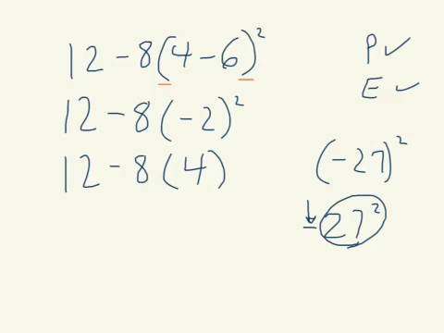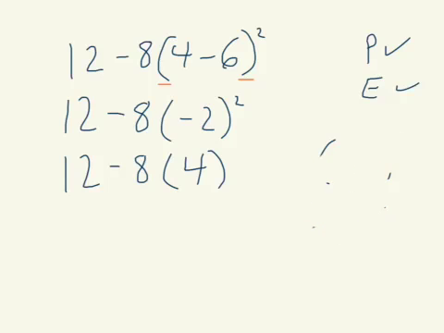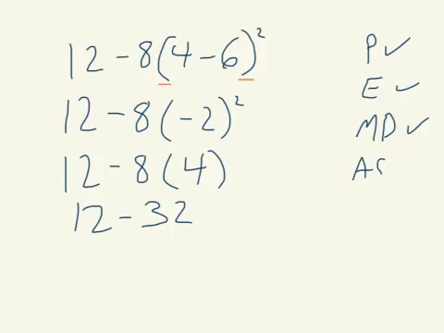Next step, we still want to do the 12 minus 8, but it's not time for the 12 minus 8 yet. Let me get rid of this. So the next thing we must do is the multiplication. So we do the multiplication, 4 times 8 is 32. And then finally, our subtraction, 12 minus 32 is negative 20.